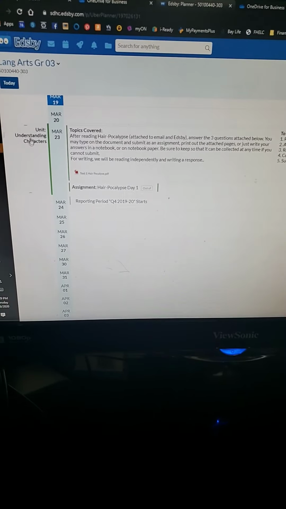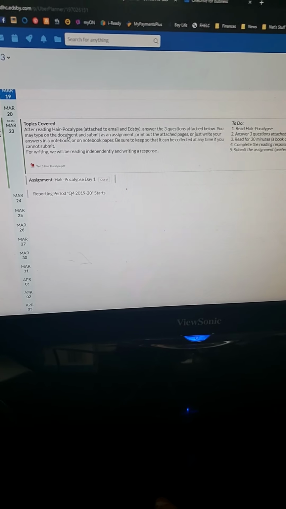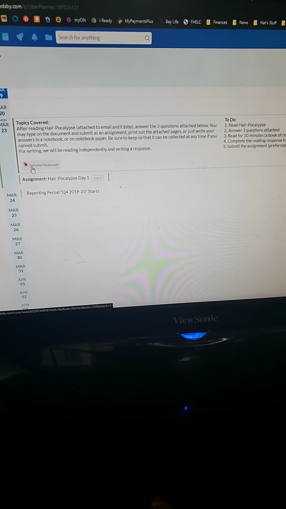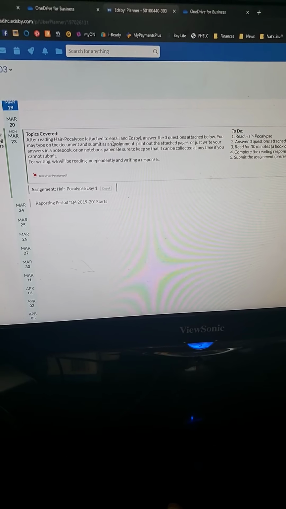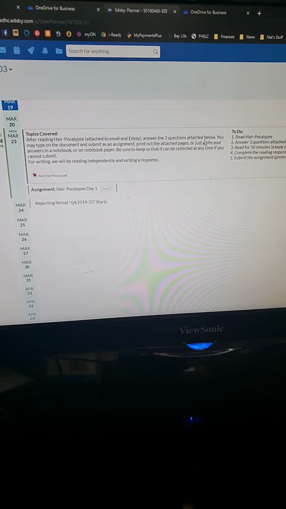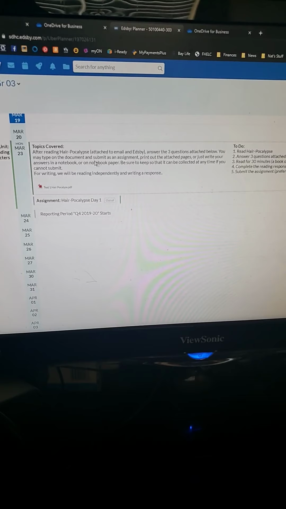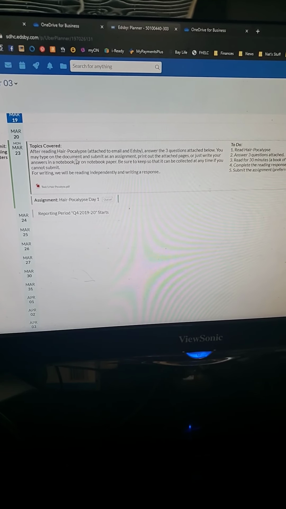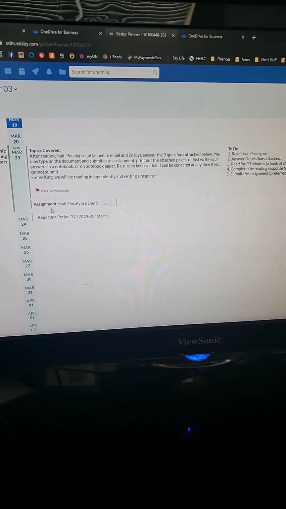And so we're going to be understanding characters. You're going to read a really cool story called Hairpocalypse. I've attached that story for you. I will also email that if needed. And then you're going to answer 3 questions about the characters in the story. You can either type those questions on the document and submit it as an assignment, which is all down here.